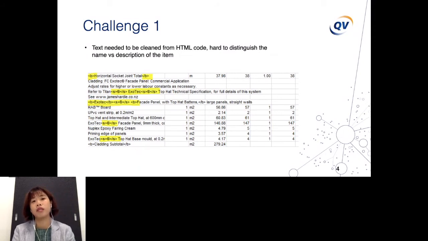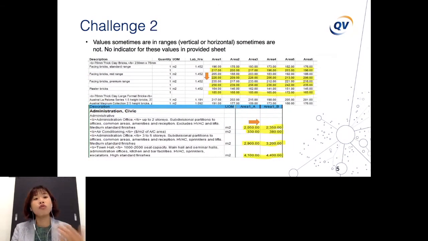One of them is the mix of HTML code. There's just one line for the name of the item, so it's very hard to distinguish the name and the description of each item. The second challenge is that for most of the data points where we have a rate or cost, we have a single value. But sometimes we have ranges.